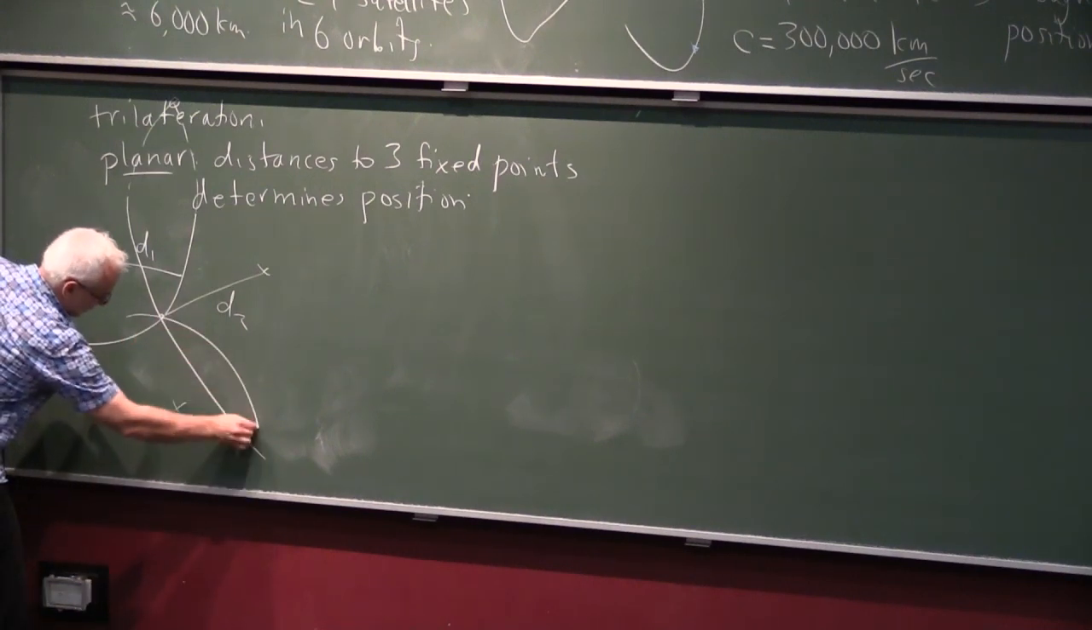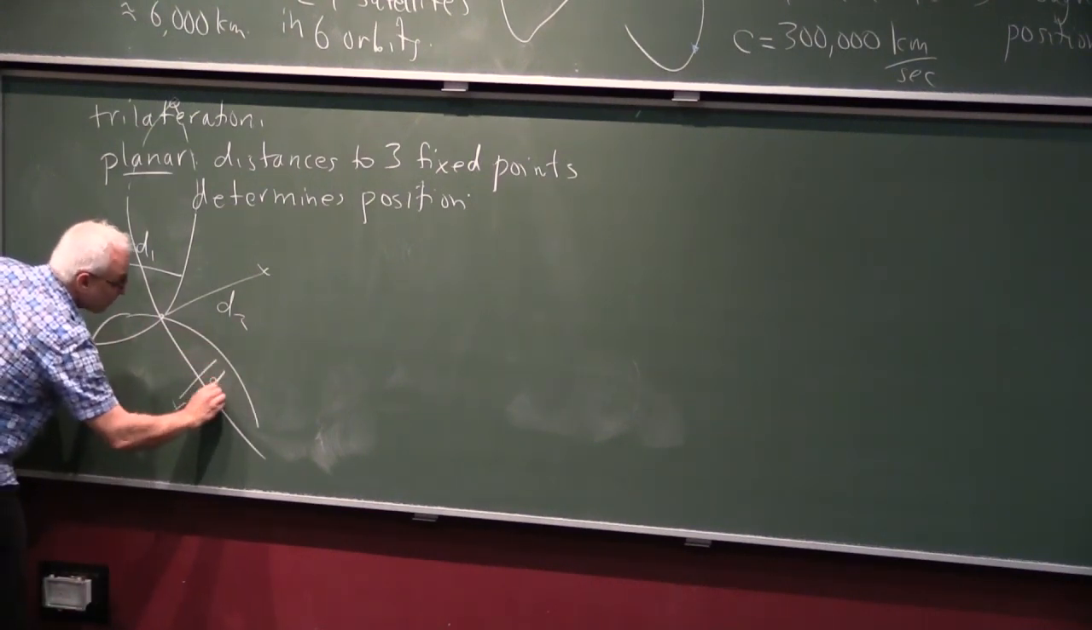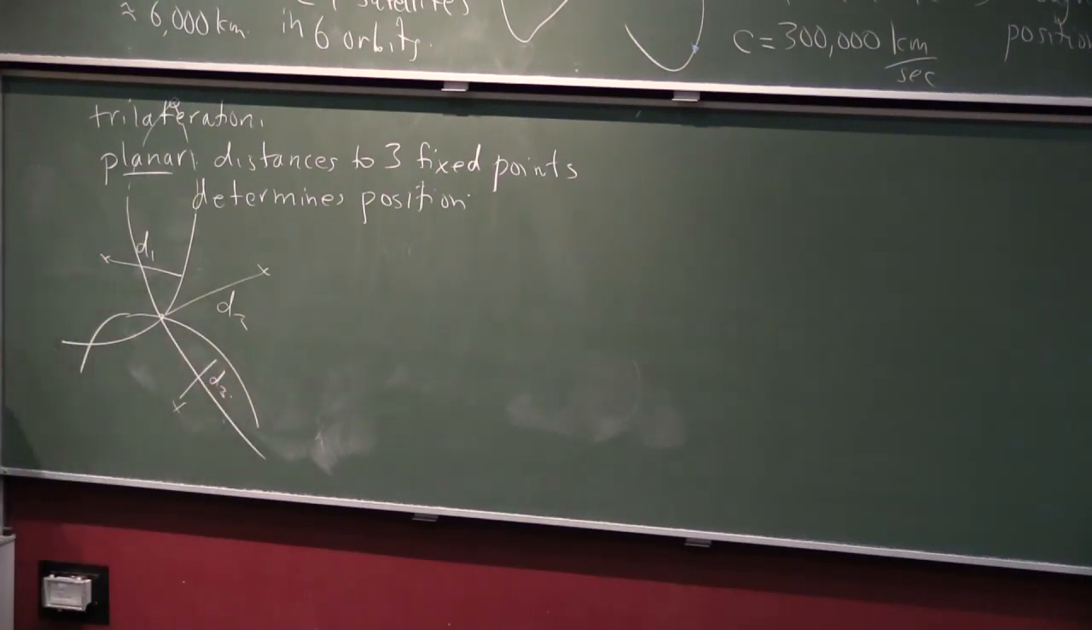So if you know the third distance, say d3, from the third fixed point, then you are able to determine where you are.